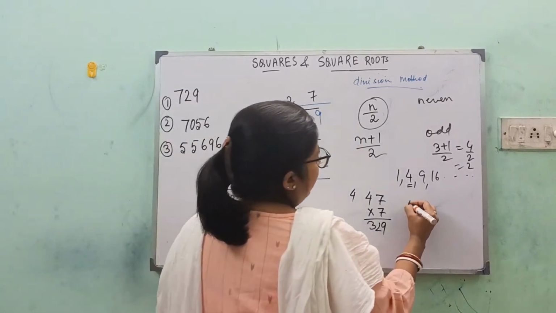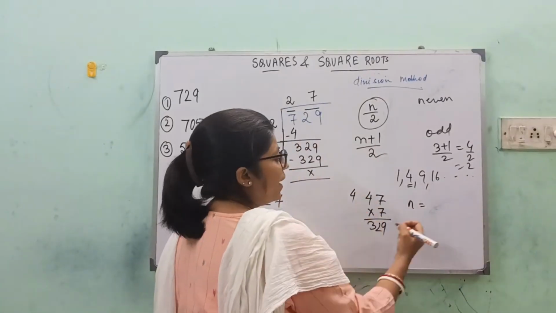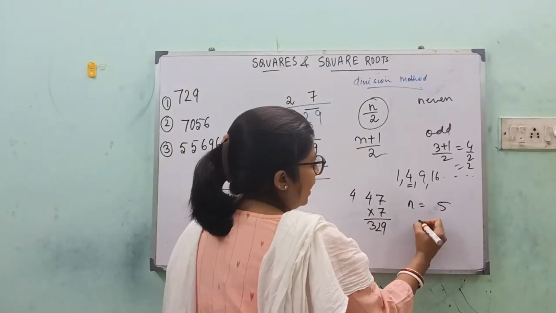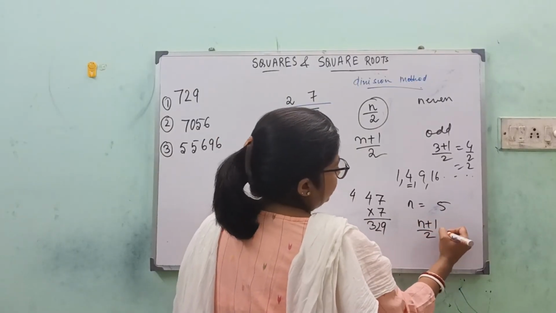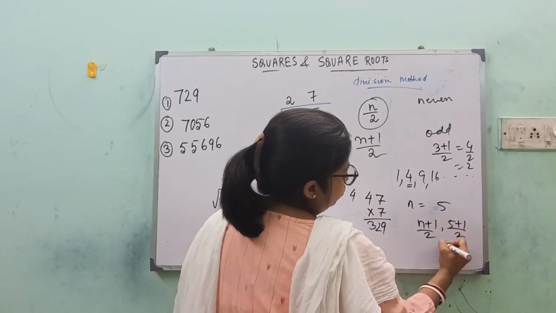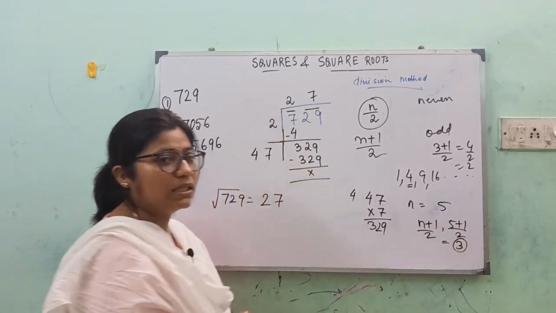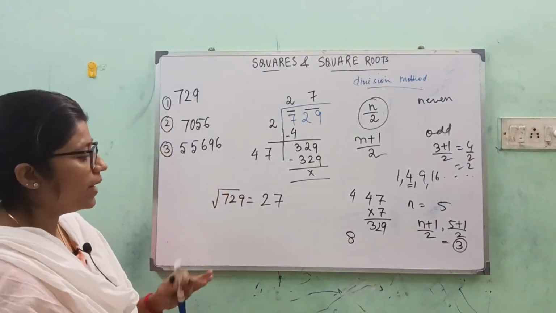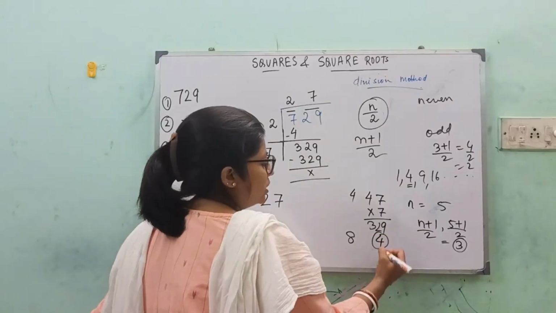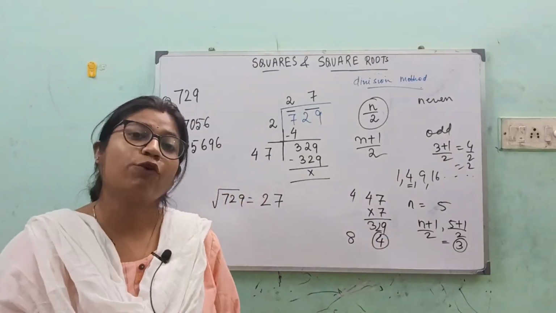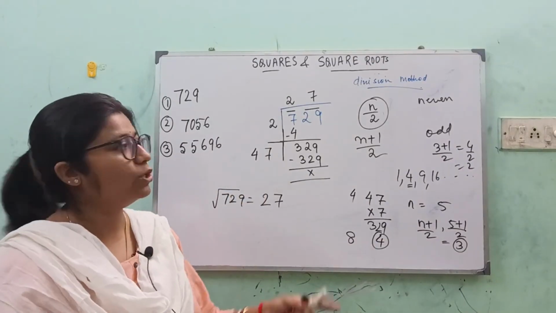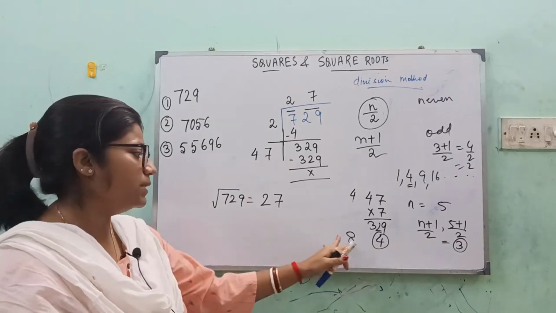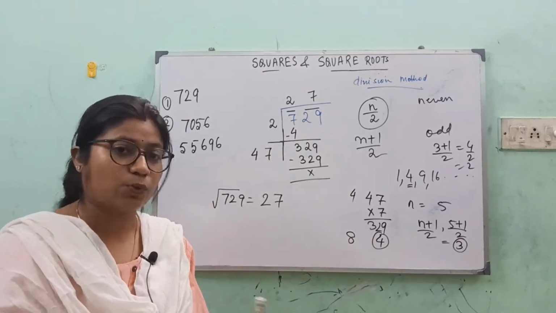Suppose the number of digits in the square is 5, then your square root will have n plus 1 by 2, that is 5 plus 1 by 2, that is 3 digits in the square root. If it has 8 digits in the square, then the square root will have 4 digits, because 8 digits will give you 4 periods. For each period, you will have 1 digit in the square root. That means there are 4 digits in the square root.